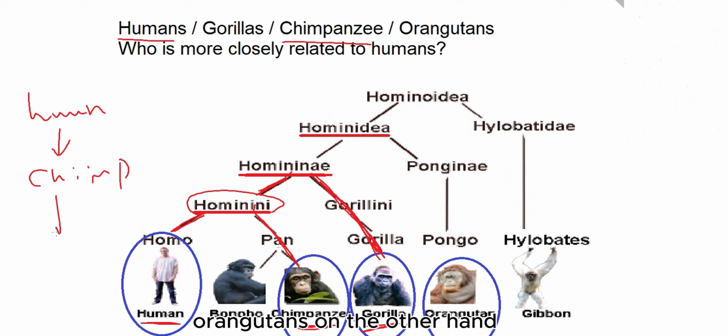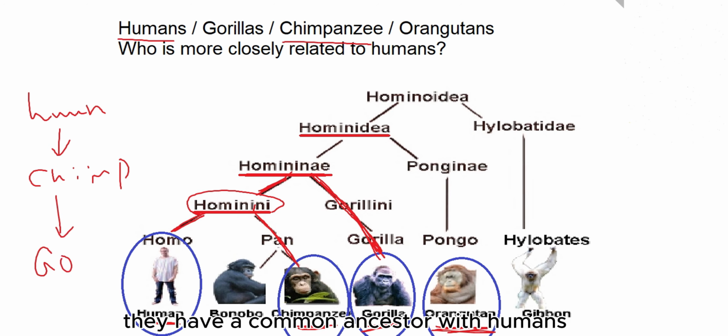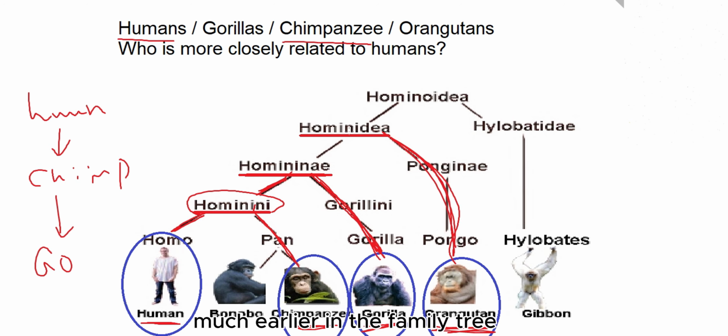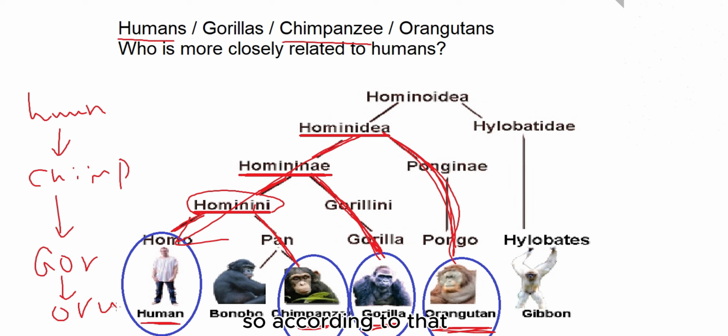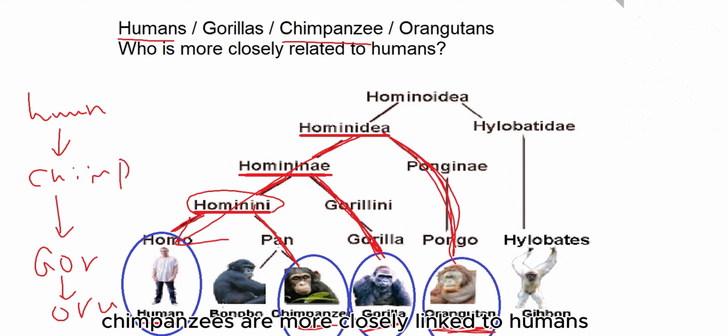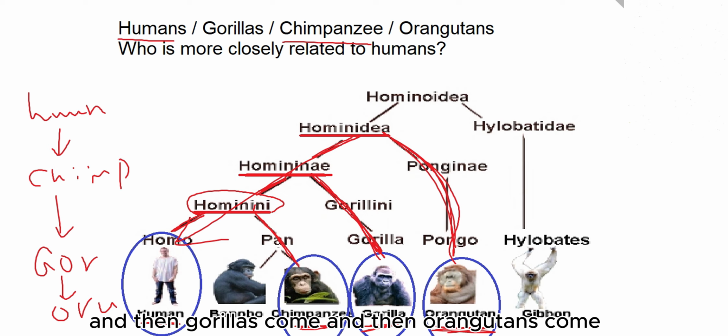Orangutans, on the other hand, diverged even earlier. They have a common ancestor with humans which evolved much earlier in the family tree. So, their DNA is less similar to humans than gorillas are. So, according to that, chimpanzees are more closely linked to humans, and then gorillas come, and then orangutans come.